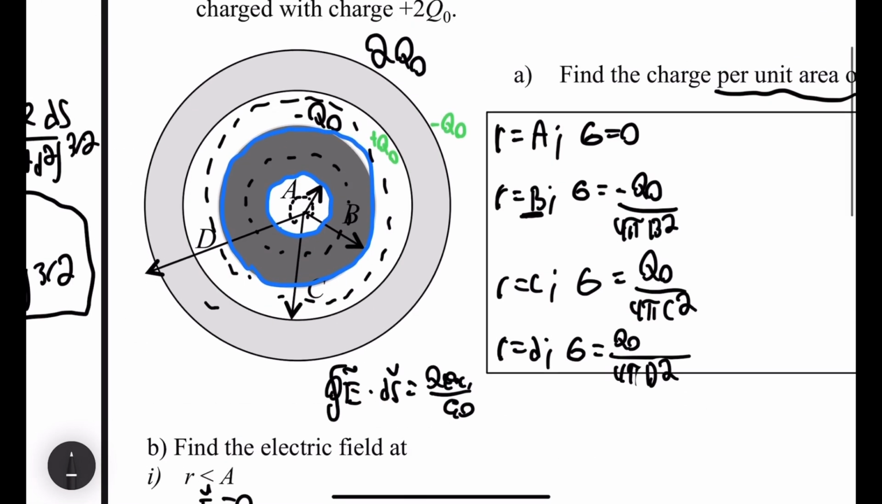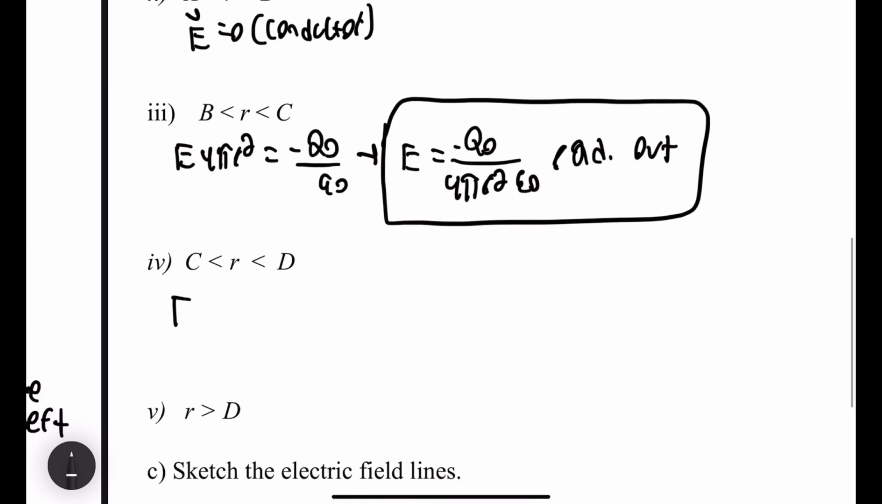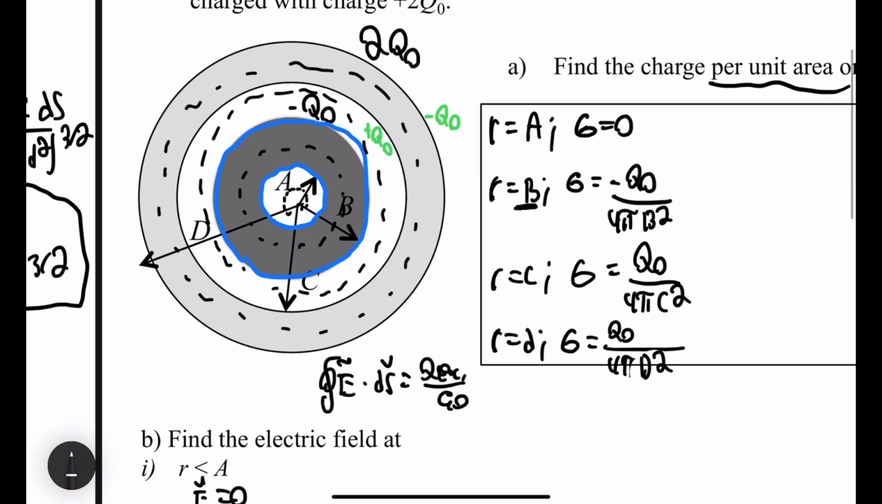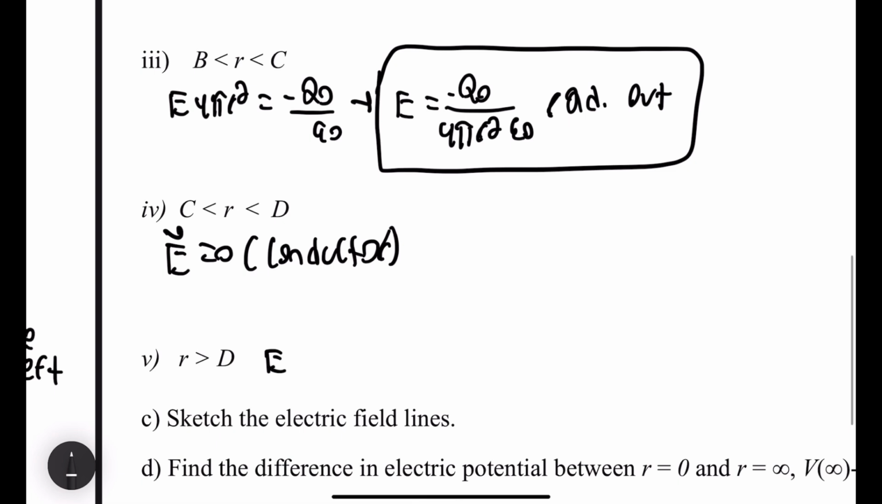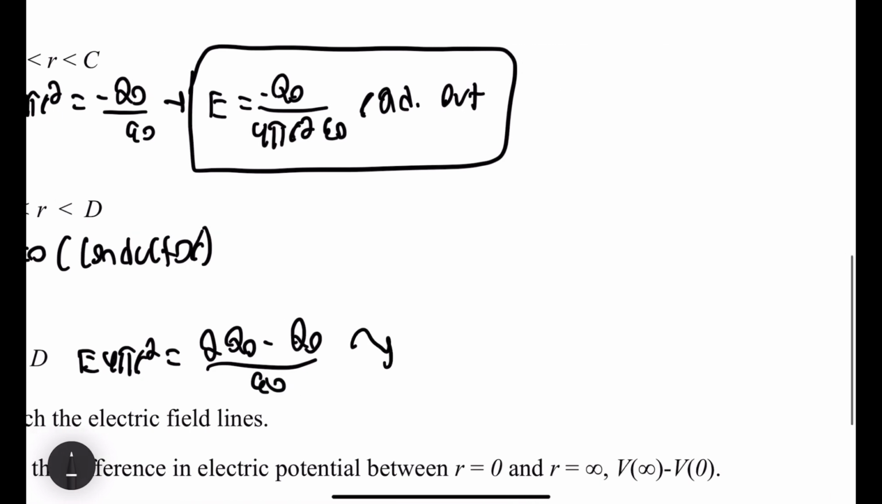Now between c and d, again, I'm inside another conductor, so electric field is 0, because it's a conductor. Now for r greater than d, I'm out here, and my charge enclosed is going to be the 2Q and the negative Q. So I would have E 4 pi r squared is equal to 2Q naught minus Q naught over epsilon naught. This would give me that the electric field is equal to Q naught over 4 pi r squared epsilon naught radially out.